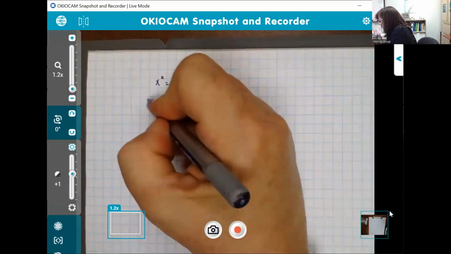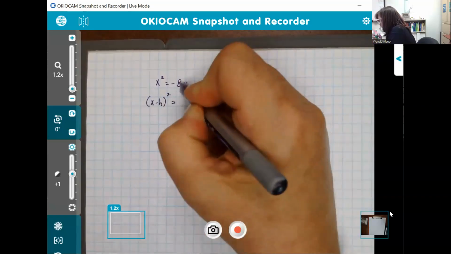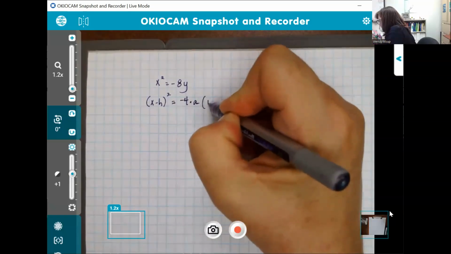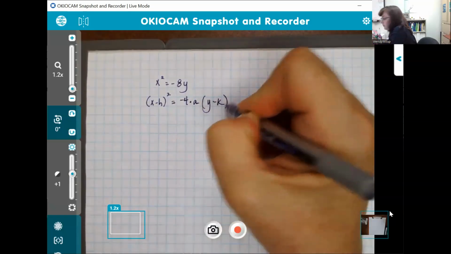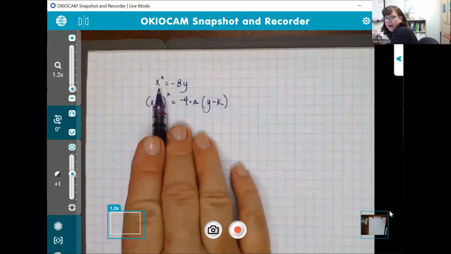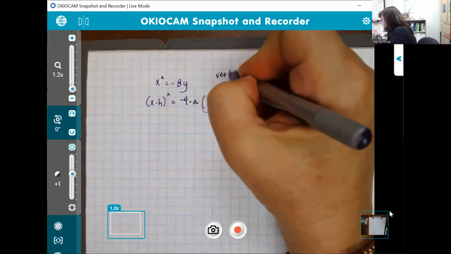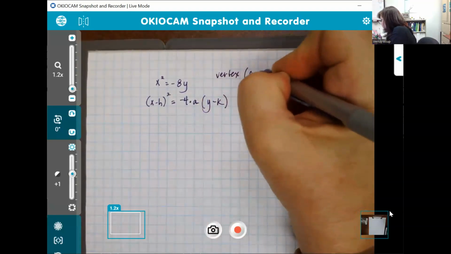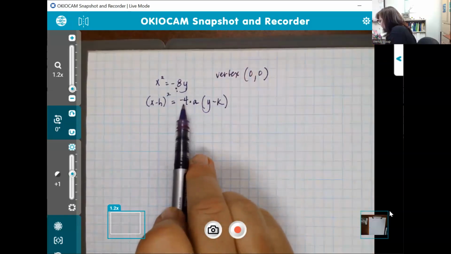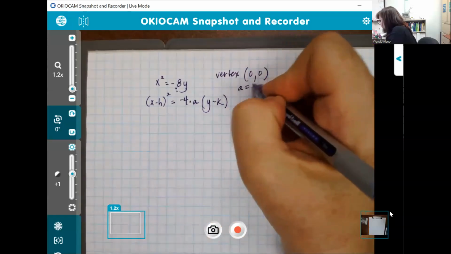All right, so think of this one in the form (x minus h) squared equals, with a negative, so we're going to have -4a times (y minus k). That's kind of the basic one. So our h and k are 0, 0, so our vertex is at 0, 0. And if it's -8y, then -8 equals -4 times a, so our a value is 2.